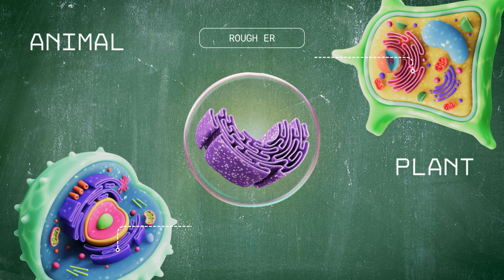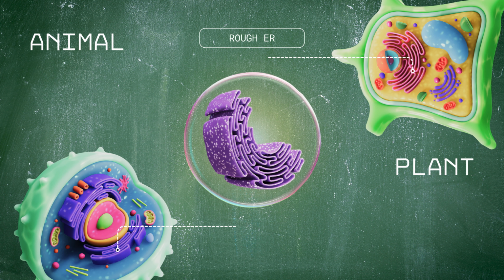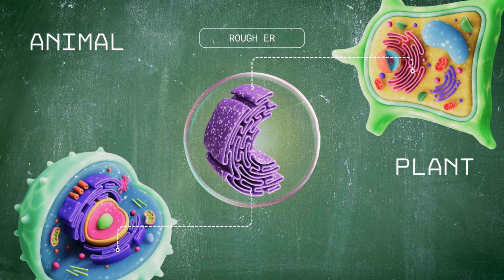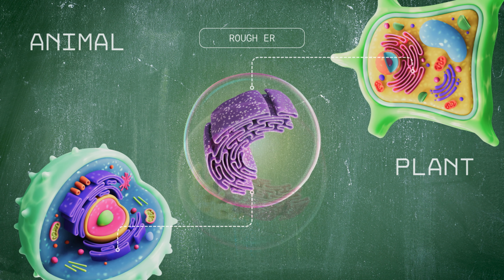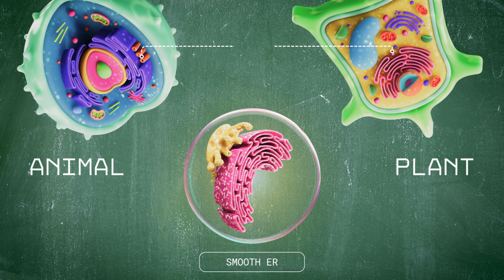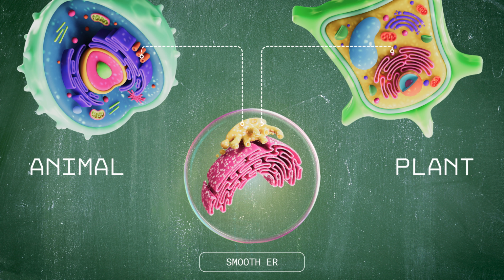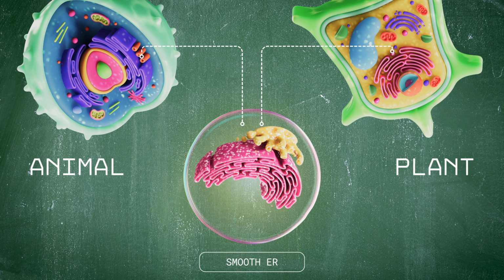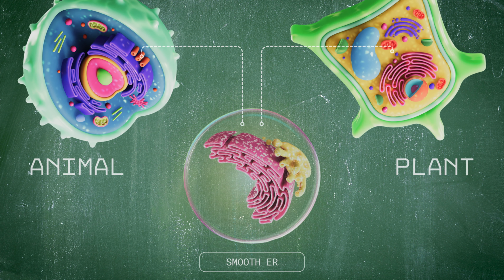Speaking of the rough endoplasmic reticulum, it's like a transport network where ribosomes sit and proteins are made, folded, and carried off. The smooth endoplasmic reticulum, on the other hand, doesn't have ribosomes, and it works more on making lipids and detoxifying harmful substances inside the cell.